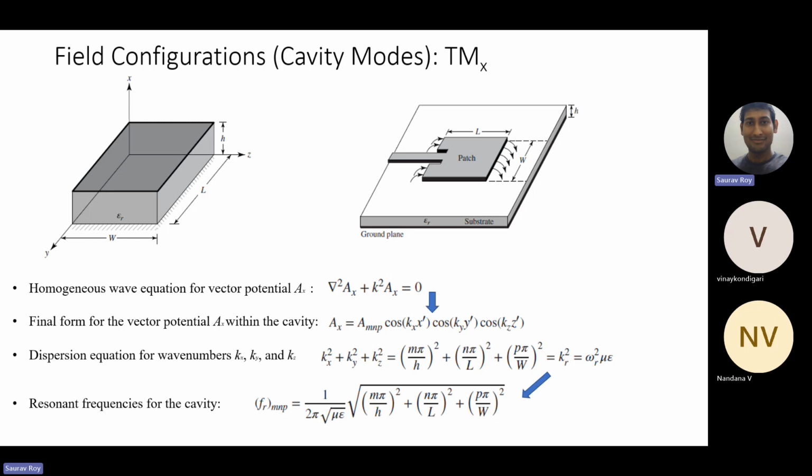So now in the next slide, we'll see how these field configurations will look like if we have defined values of m, n, and p, let's say 0, 1, 0, 1, 0, 1. That is how we write TE101, TM010, like that. So these subscripts tell us what the values of m, n, and p are. That is why these equations are very vital. You only need to remember the last equation, the value of fr.